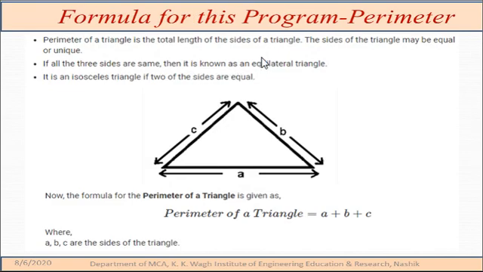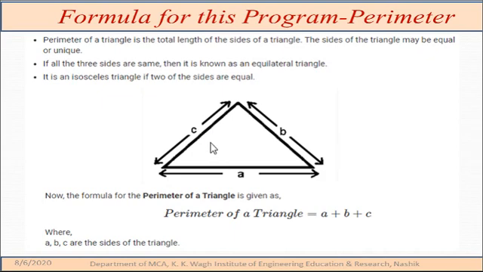Now the formulas we are using for the program. As we have seen, the problem definition is to calculate the area and circumference. So for a triangle, how do we calculate the circumference? For calculating the circumference, we are supposed to calculate the perimeter of the triangle. The question may come to your mind: what is the perimeter? The perimeter of a triangle is the total length of the sides of the triangle. The sides of a triangle may be equal or unequal.